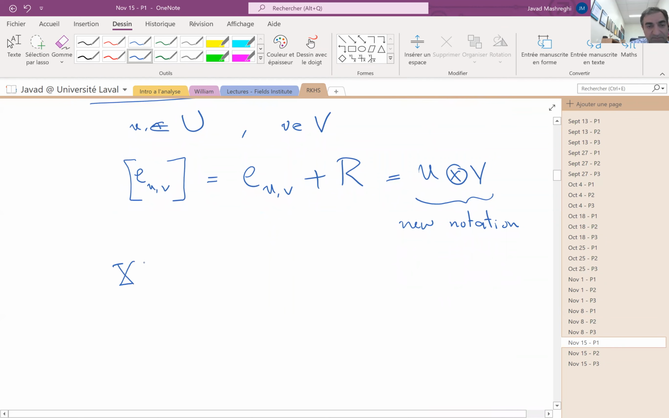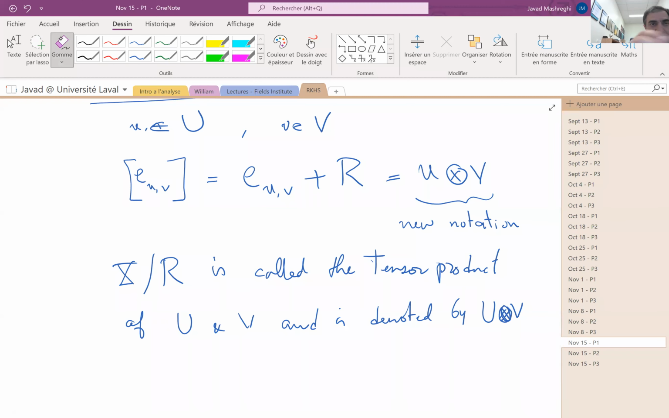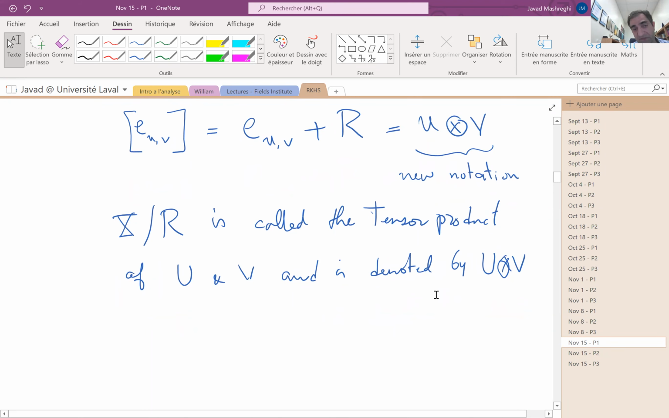And X mod R is called the tensor product of U and V, and it's denoted by U tensor V. It's a vector space, a complex vector space.